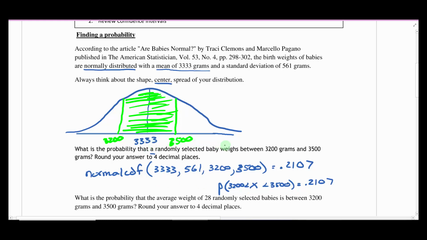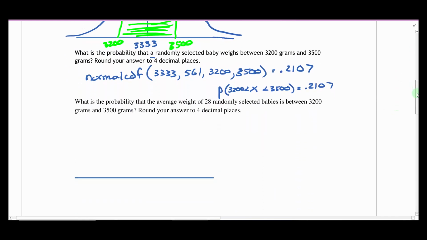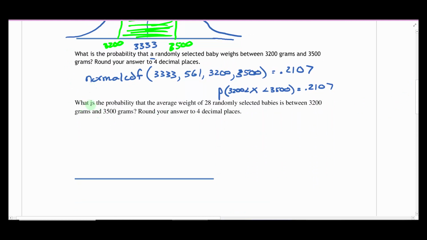If it's a randomly selected baby, just one singular baby, we're going to be using the population distribution, all right? However, if we change the wording of the problem, what is the probability that the average weight of 28 randomly selected babies is in between the same 2 bounds? It's no longer a singular baby. Now it's 28 babies. I'm going to weigh them, find the average weight of those 28 babies, and I want to know the probability that the average of those 28 babies is in between 3,200 and 3,500.